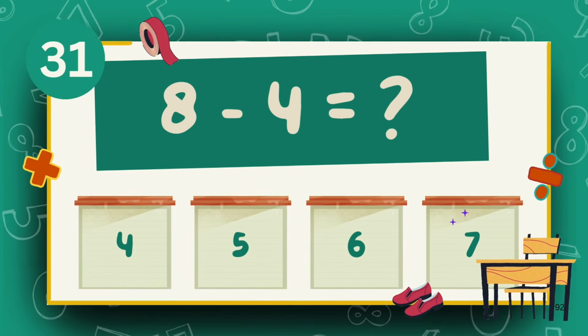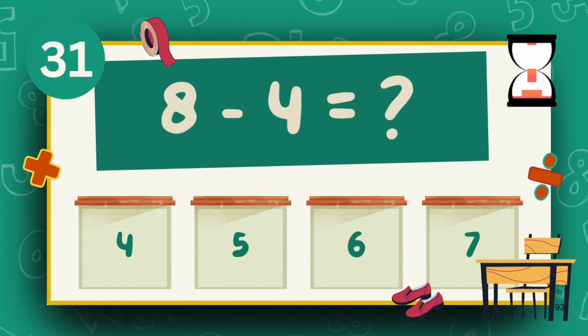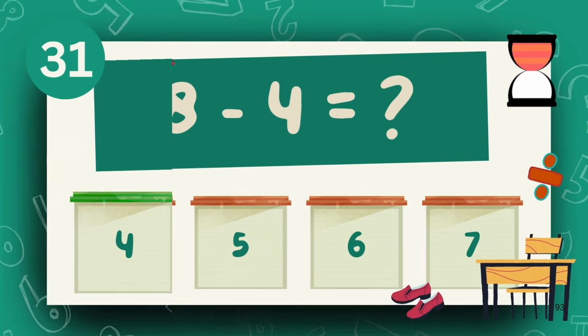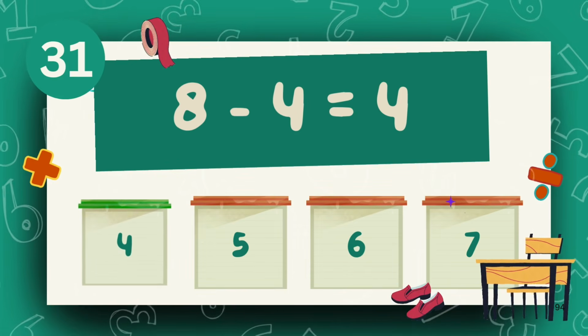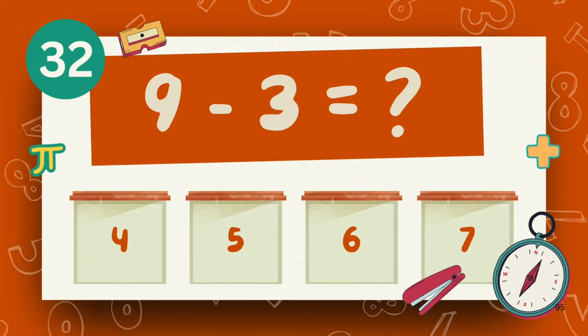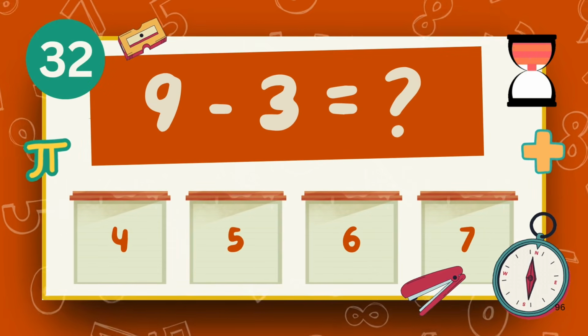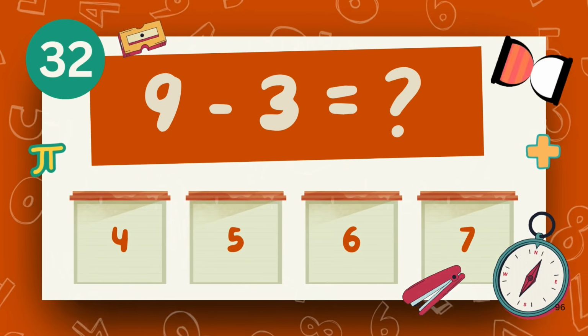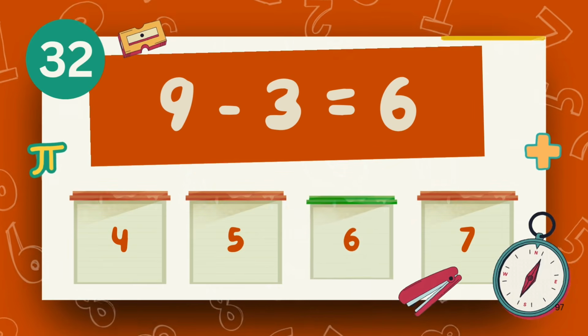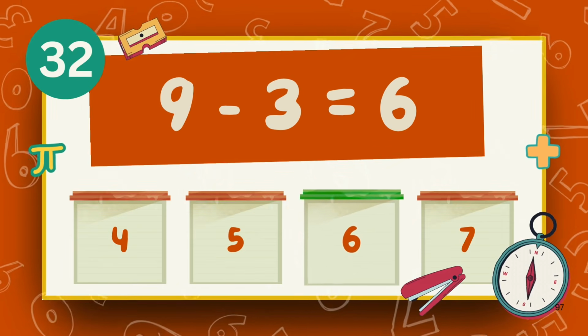What is 8 minus 4? The answer is 4. What is 9 minus 3? The answer is 6.